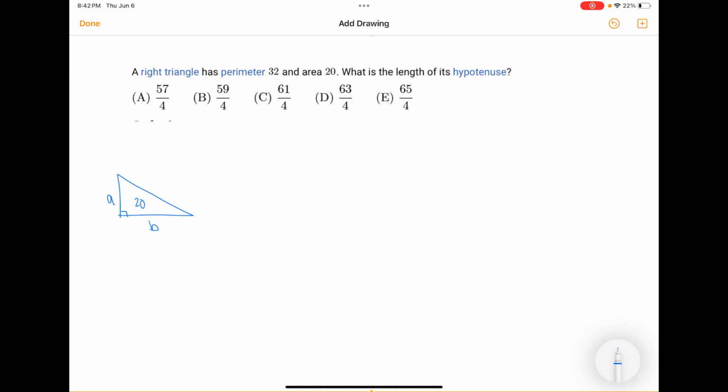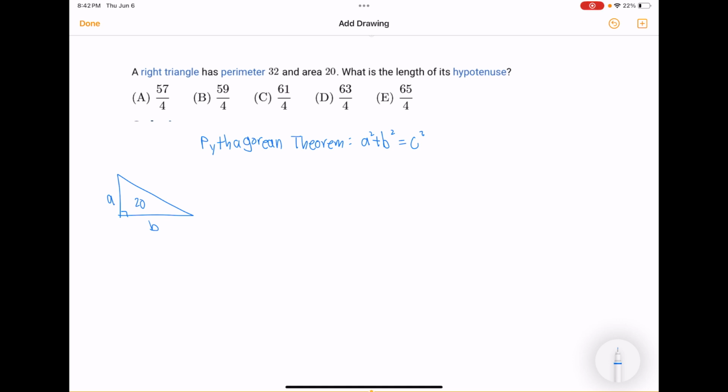Right off the bat, we can think of the Pythagorean theorem when we think of a right triangle. The Pythagorean theorem states that a squared plus b squared equals c squared, where a and b are the two legs, and c is the hypotenuse of the right triangle. This only works on a right triangle.